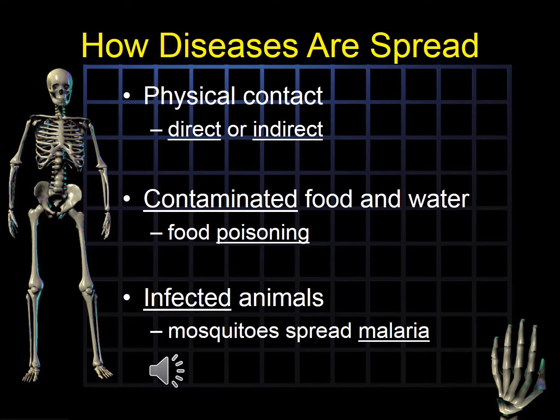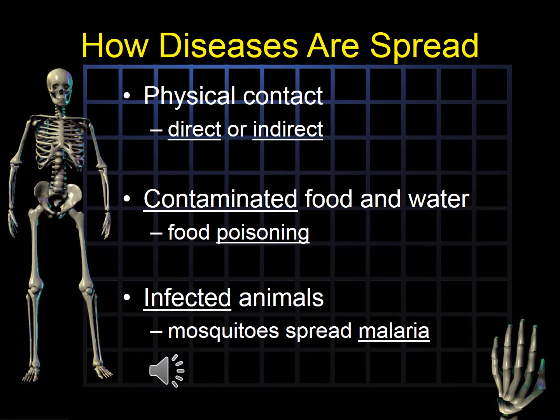The typical ways that diseases are passed on from person to person are physical contact, direct or indirect. Direct is actually touching someone or having physical contact with someone. Indirect physical contact means you use a straw and then your friend uses a straw. You're basically touching the same surface, and the pathogens can travel that way. Another way is contaminated food and water, food poisoning. You may have a pathogen that's actually in the food that you're eating.